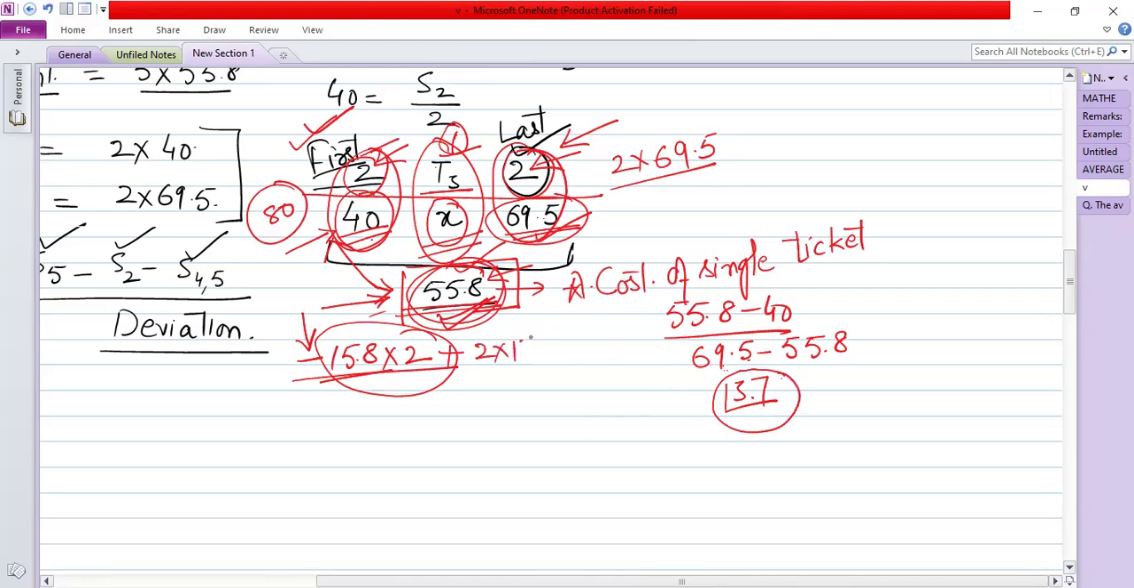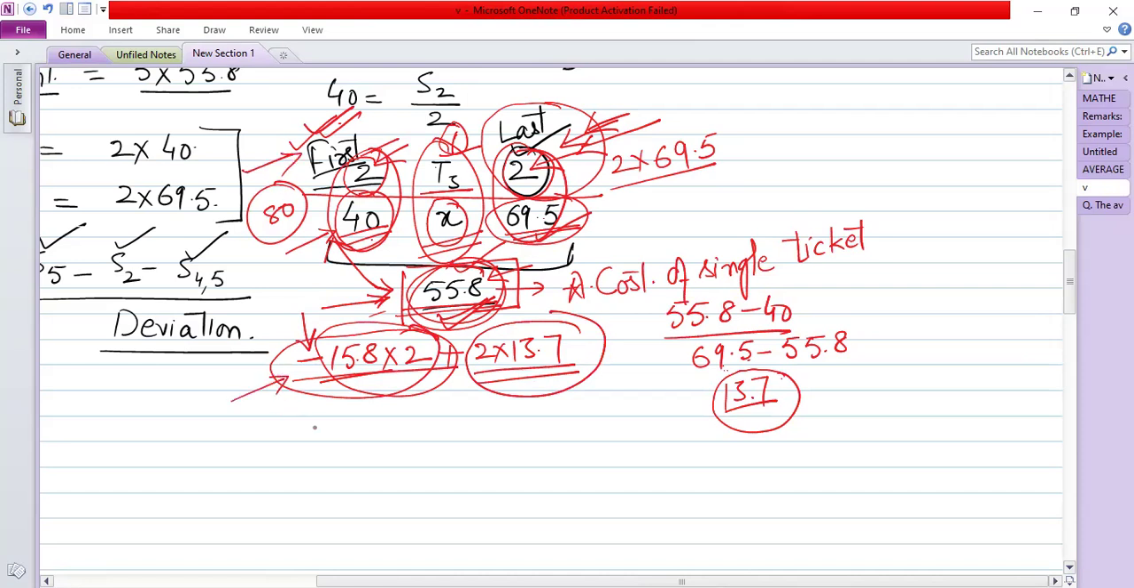And this money is for two friends. Means the last two friends, friends number 4 and 5, have this much surplus money, and the first two friends have this much less money. I repeat, the last two friends have this much more money, and the first two friends have this much less money.